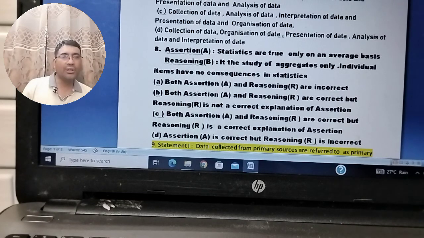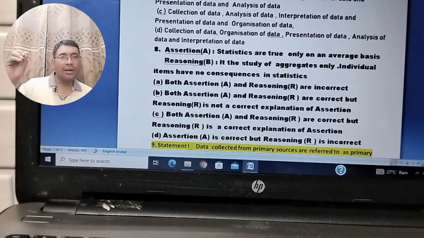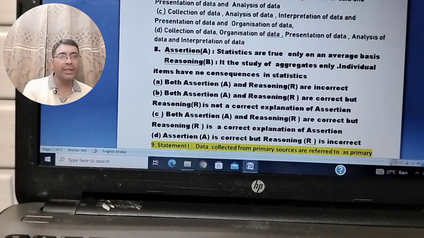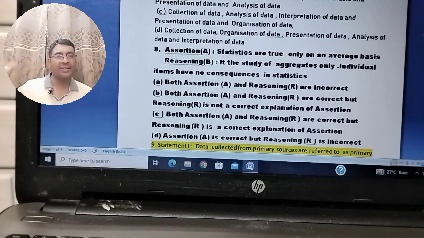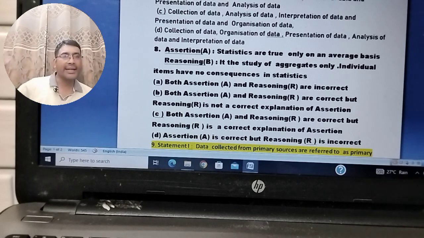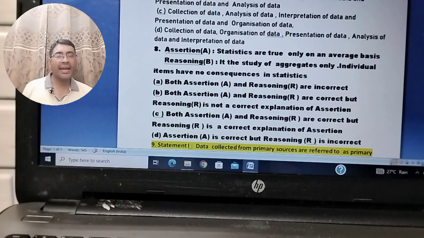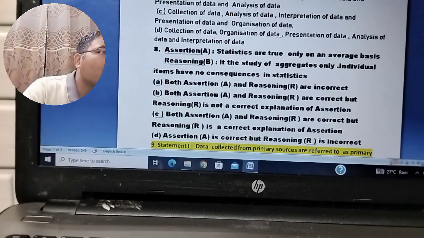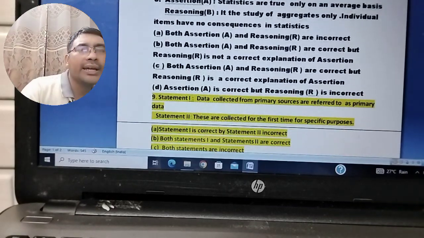Assertion A is correct and reasoning R is definitely the correct explanation of assertion A, because statistical data are true only when you consider data on an average, because statistics is the study of aggregates. So individual data has no role in statistics. So reasoning R is a correct explanation. So the right answer is assertion A is correct and reasoning R is a correct explanation of assertion A. So the right answer is C. And D, assertion A is correct but reasoning R is incorrect. So it does not hold good.